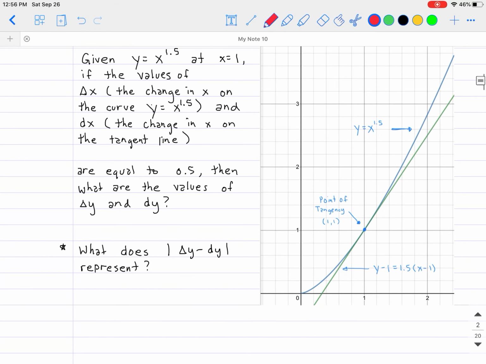Okay, so here's what I'm saying for this problem. You can see on this curve over here on the right hand side that the blue is going to be the graph y is equal to x to the 1.5.